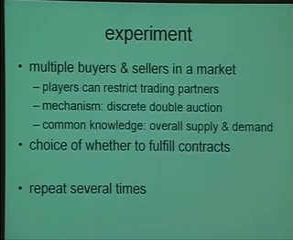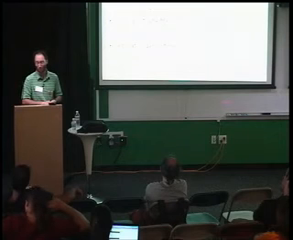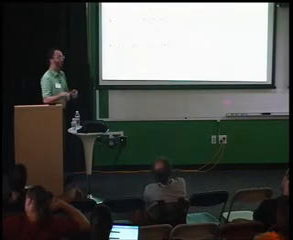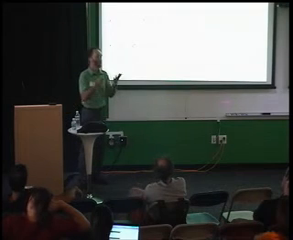So in our experiment, we had multiple buyers and sellers in a market. We allowed the players to restrict who they would allow their trades to, who they would either buy from or sell to, if they wished to do so. The particular mechanism was a discrete double auction. This is similar to what goes on in, say, the stock market. It might be unfamiliar if you're thinking of normal one-sided auctions, like in an art auction or something you see in the movies. In a double auction, at any time, a seller can post a price or accept one that a buyer has already declared, and vice versa.